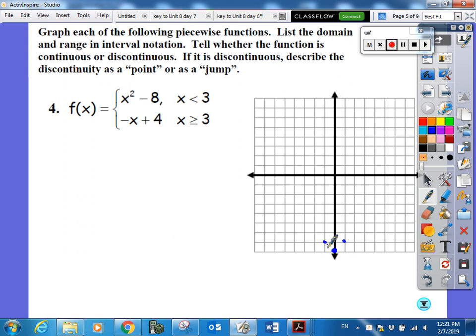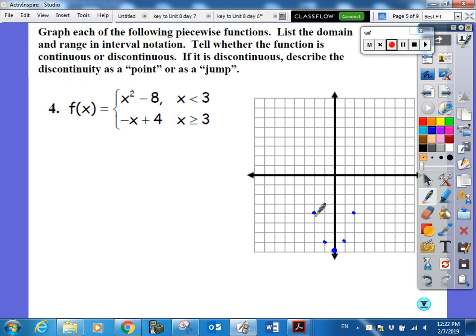Because if I plugged in 1 squared minus 8 is negative 7. Negative 1 squared minus 8 is negative 7. If I go over 2, that's up 4. 1, 2, 3, 4. Over 2, up 1, 2, 3, 4. I'm following this still. I only graph where x is less than 3.